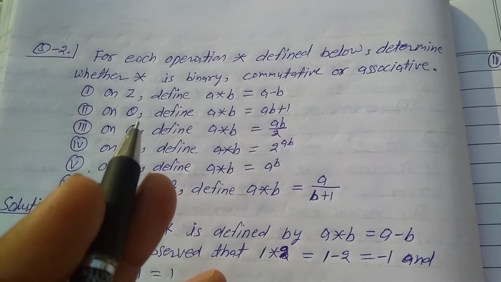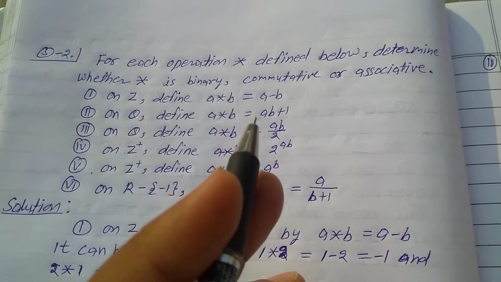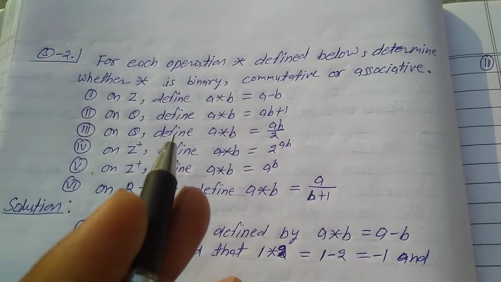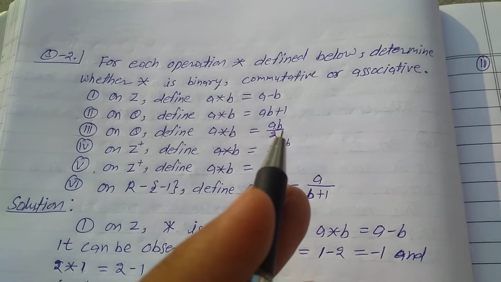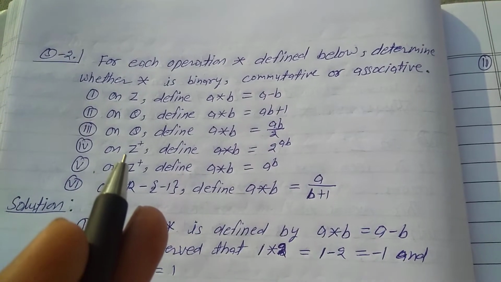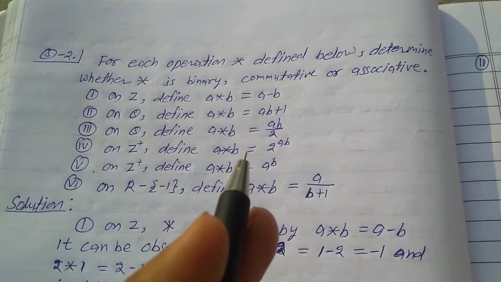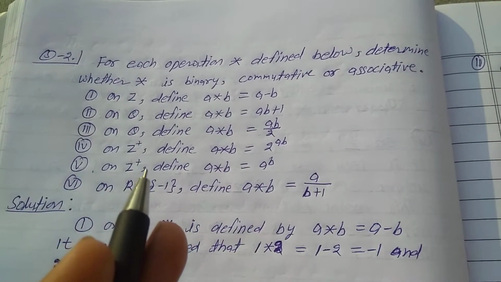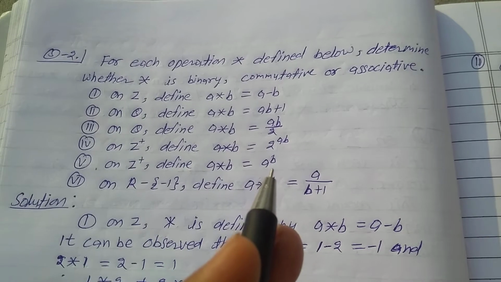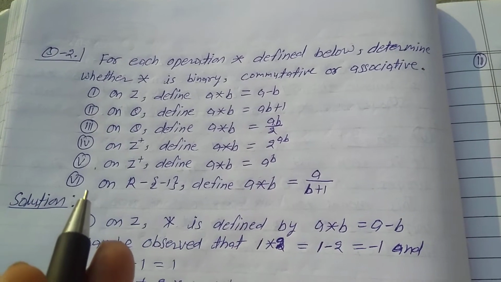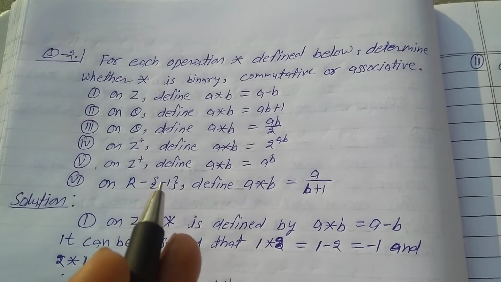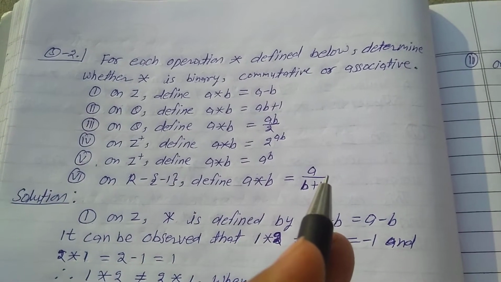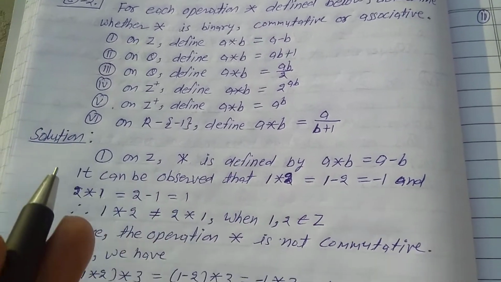Second, on Q defined a star b is equal to ab plus 1. Third, on Q defined a star b is equal to ab by 2. Fourth, on Z plus defined a star b is equal to 2 power of ab. Fifth, on Z plus defined a star b is equal to a power of b. Sixth, on R minus {minus 1} defined a star b is equal to a upon b plus 1.